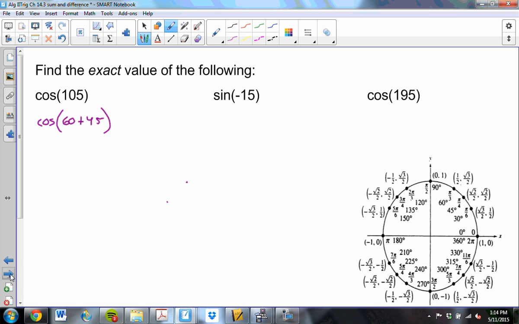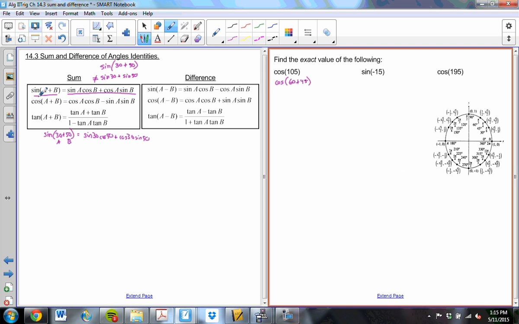Ones that are more useful are things like the cosine of 105. Well, 105 isn't on my unit circle. Over here, 105 would be somewhere in this range, but there is no 105 on the unit circle. So what I can do is take 105 and make it a combination of two things that are on the unit circle: 60 and 45.